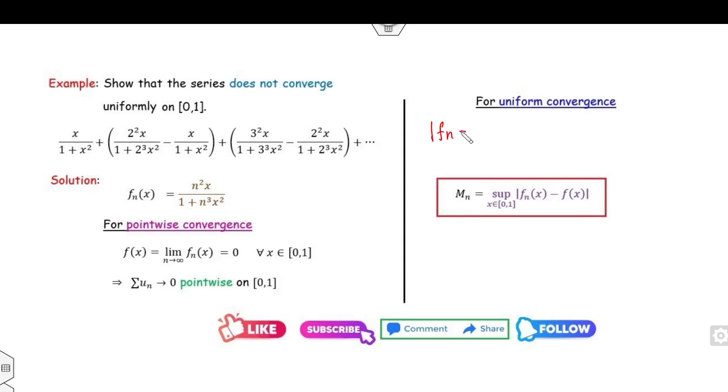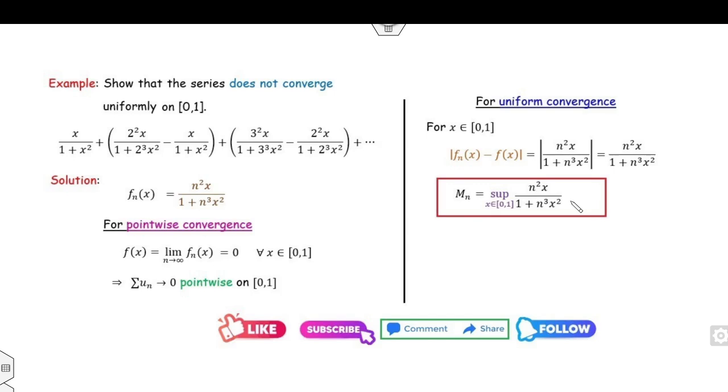Can you find the value of the fn minus f? Fn is my this, f(x) is my 0, so the expression is the same. I can substitute this value in this expression. Your mn is my this.